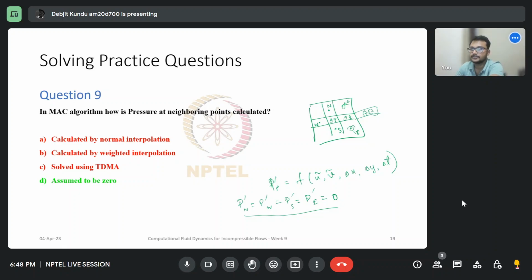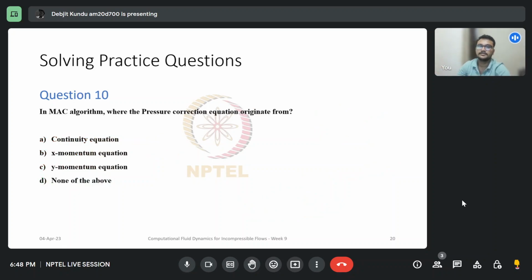Which brings us to the last question of today's session. So in the MAC algorithm, where does the pressure correction equation originate from? Does it originate from option A, the continuity equation, option B, the x momentum equation, option C, the y momentum equation, or option D, none of the above?